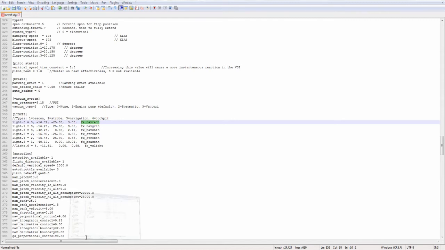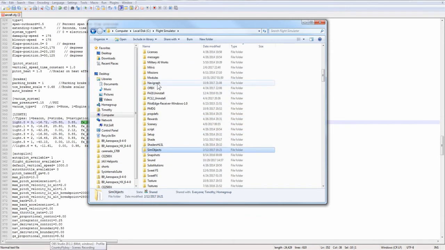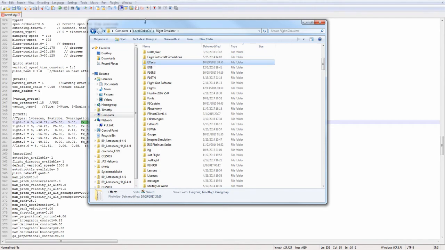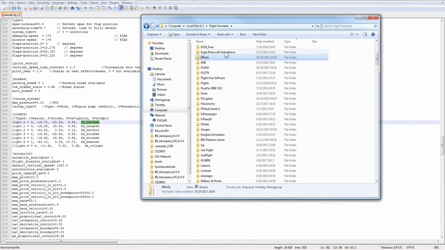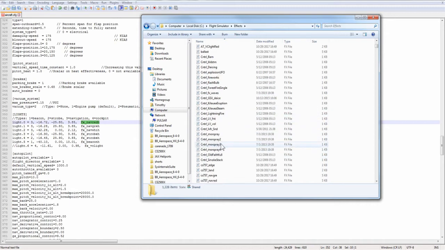Now, in Flight Sim, you have the effects folder. Let me find it real quick. Here it is. And this is where you define the file name. Now, this has to go into the effects folder. The sim's not going to look for it anywhere else, unlike with some things like gauges where it looks in the aircraft folder first. This actually looks in the effects folder, and that's the only place it looks. So that effect file has to be here somewhere.